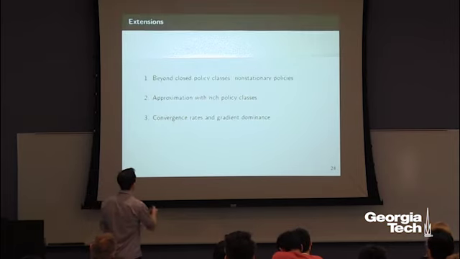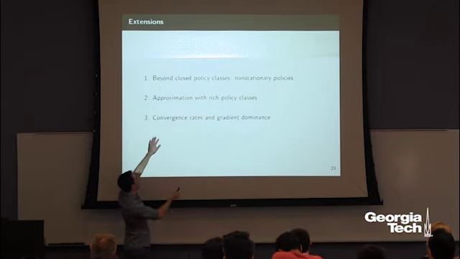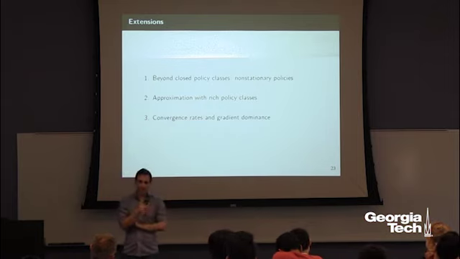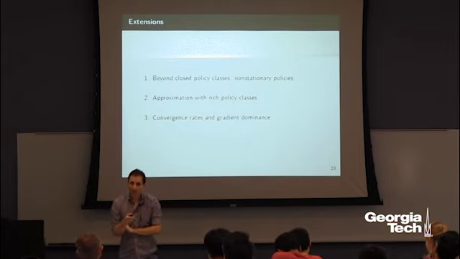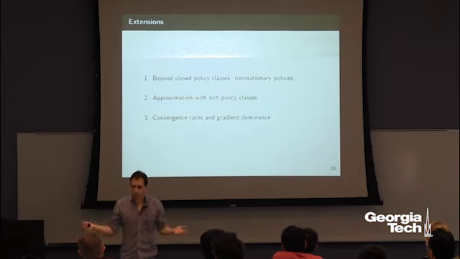Now, the things that are maybe a little deeper involve approximation with rich policy classes. Maybe the policy class is not closed under policy improvement, but I'm using a big neural network. It can solve most problems pretty accurately. Would I expect these things to work?